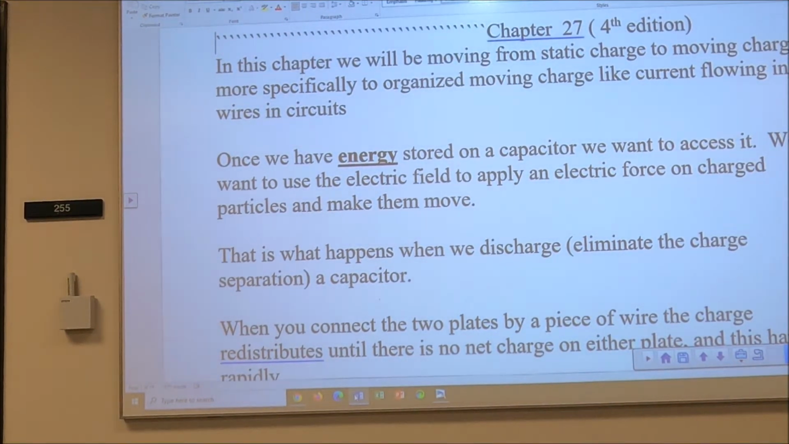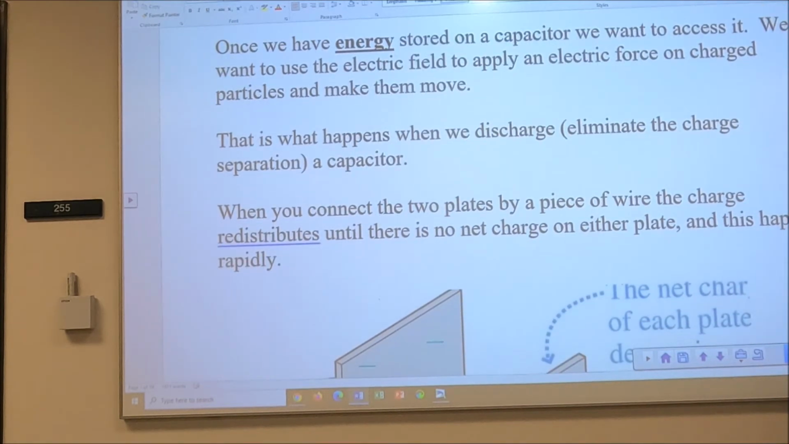All right, guys, time to start another chapter, okay? And we're going to be looking at taking essentially that charge stored in a capacitor, which is static, and moving it through wires in a circuit. So we're going to move to flowing charge or moving charge. So once we have energy in a capacitor, we want to access it, okay?